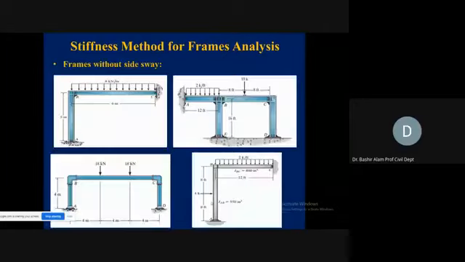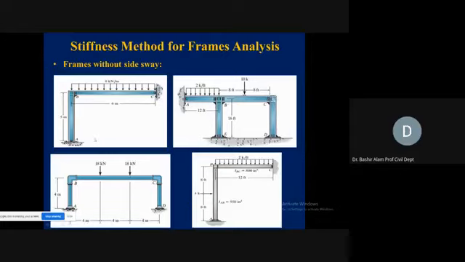Now coming to the examples, here you can see frames with outside sway, meaning non-sway frames, which do not have lateral displacement. Now at the top left, we are looking at the frame. At the bottom, we have joint A, then above it, we have joint B, and then to the right, we have joint C. Joint A is a hinge connection, joint B is a rigid joint, and joint C is again a hinge support.